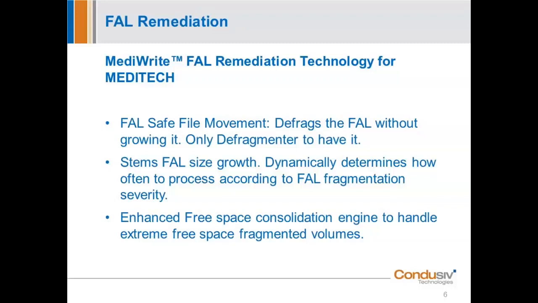Now, we've learned a lot of things since we first did this, and we just released a new version here. This new version dynamically determines how often to run this special file defragment depending upon the file fragmentation severity. In our earlier versions, we would run at the most every 24 hours. What we found on some MEDITECH systems, that wasn't aggressive enough. So we may run more often, maybe every 2 hours if needed, if we found the file severity that bad. And that's what's new in this latest version.